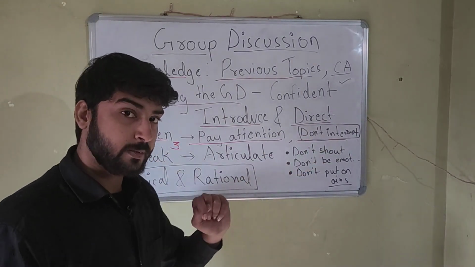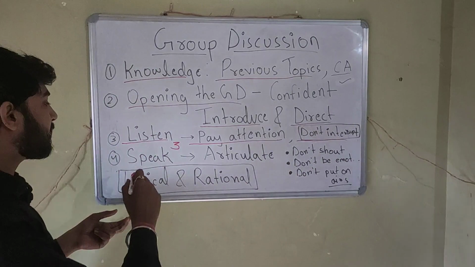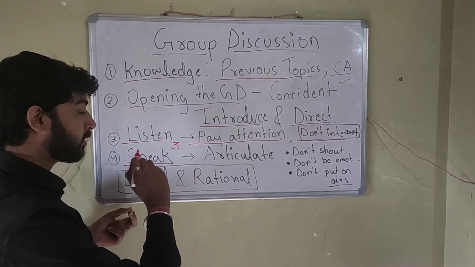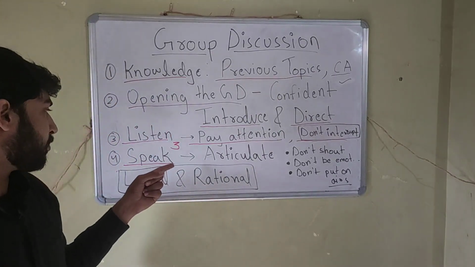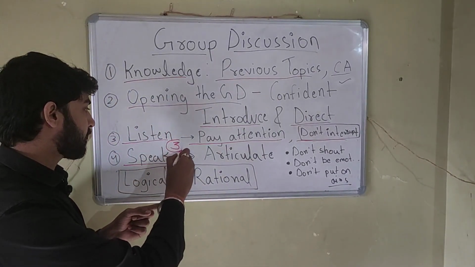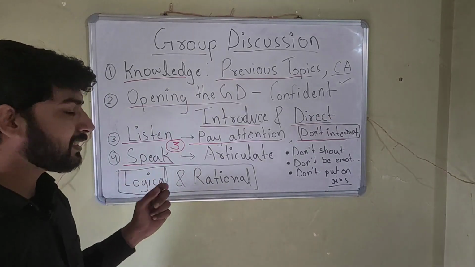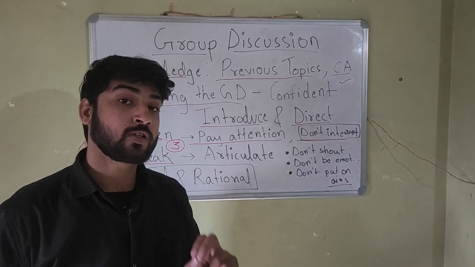Do not interrupt when someone else is speaking. Next, and the most important part is speak. You need to speak in the group discussion, right? And you might notice I have this number 3 here. So why do I have it here? 3 is the minimum number of times that you should speak.